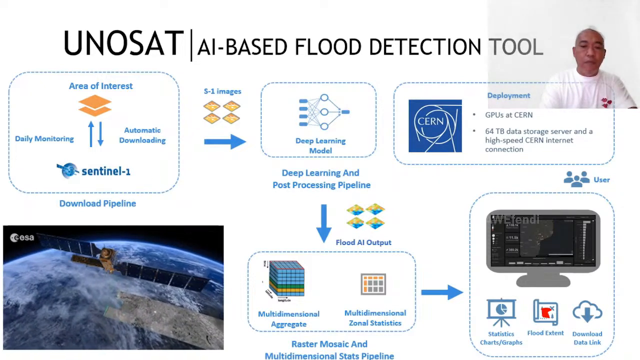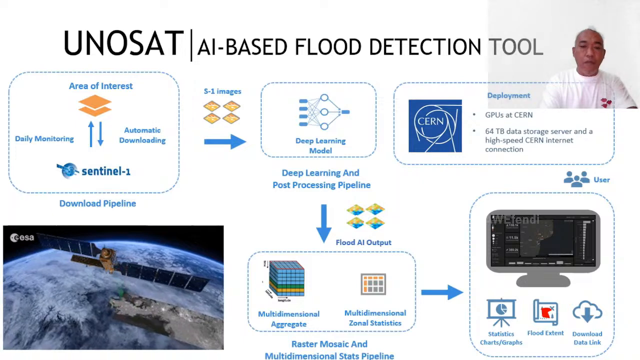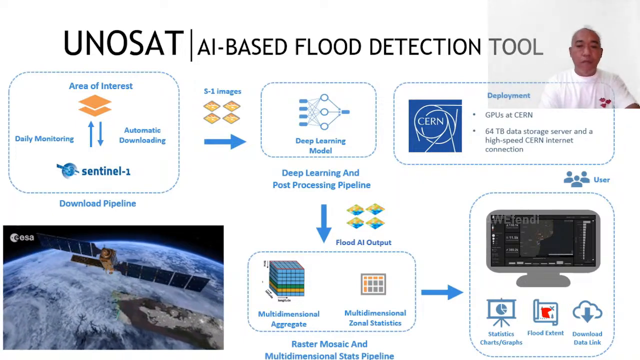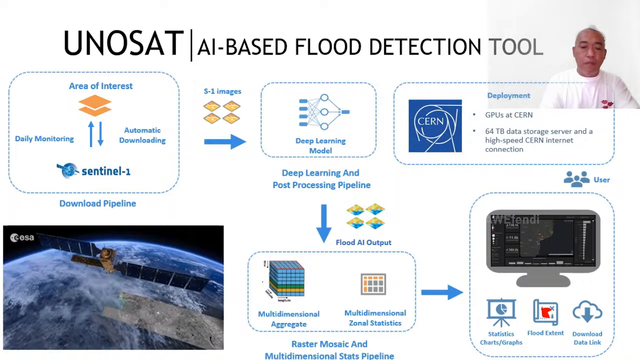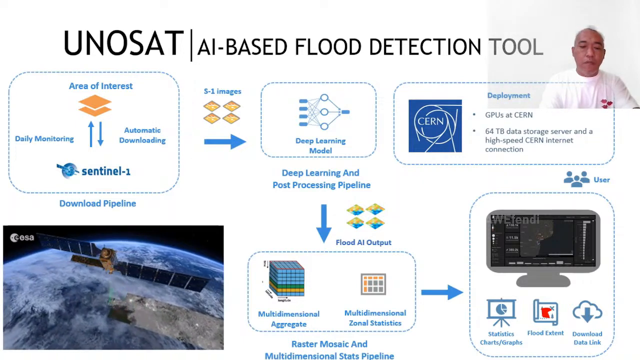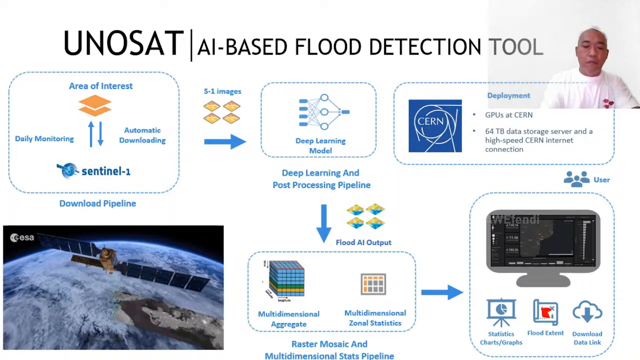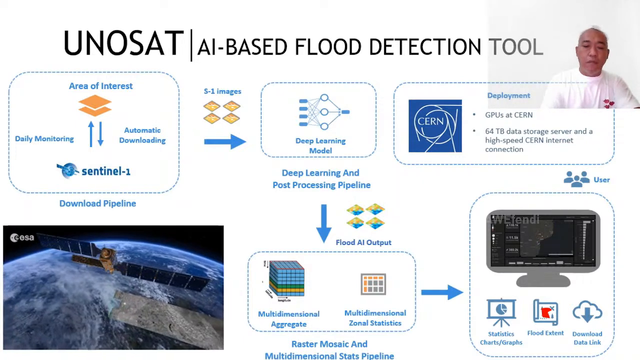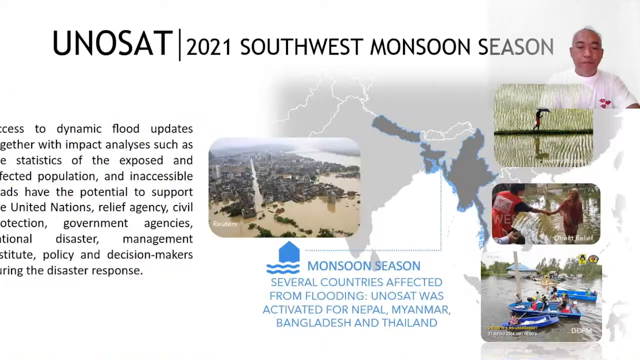Once the UNISAT Flood AI service is activated, all the available Sentinel-1 images overlapping the area of interest are downloaded and processed based on the Sentinel-1 coverage frequency. Flood AI was deployed on NVIDIA GPUs at the European Organization for Nuclear Research, CERN, connected to a data storage server and a high-speed CERN internet connection. Let's now focus on some use cases.